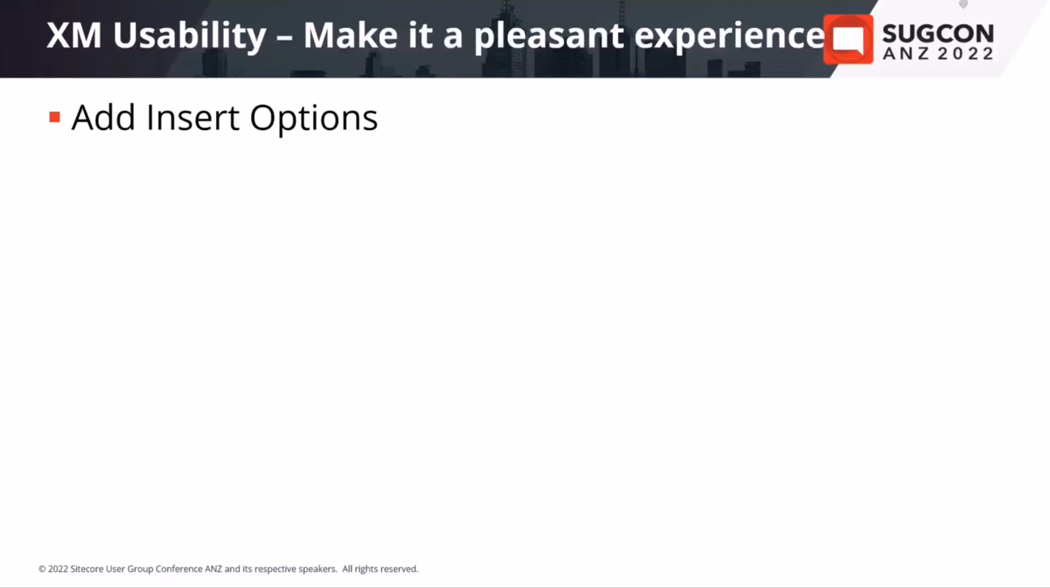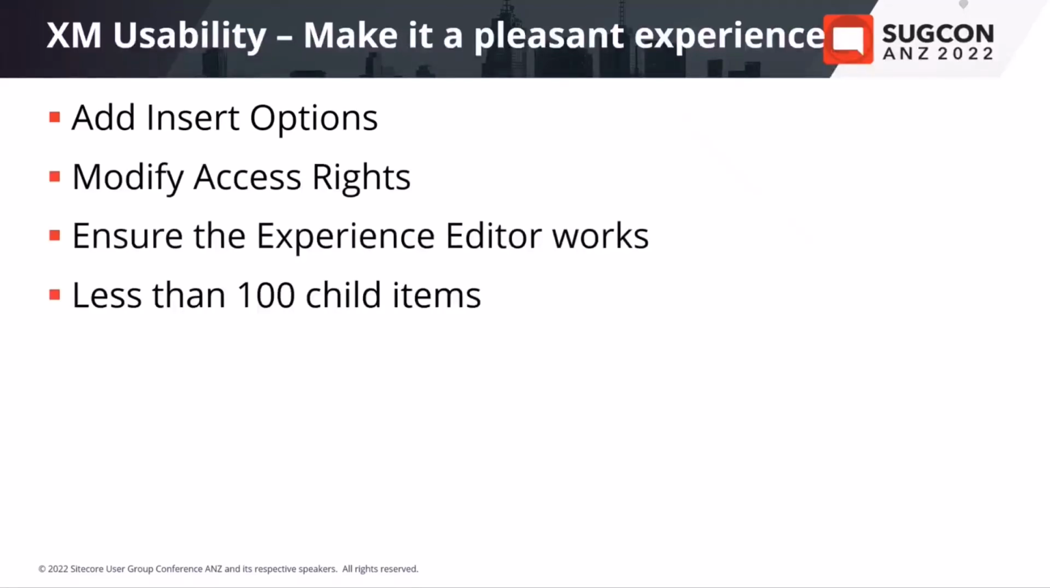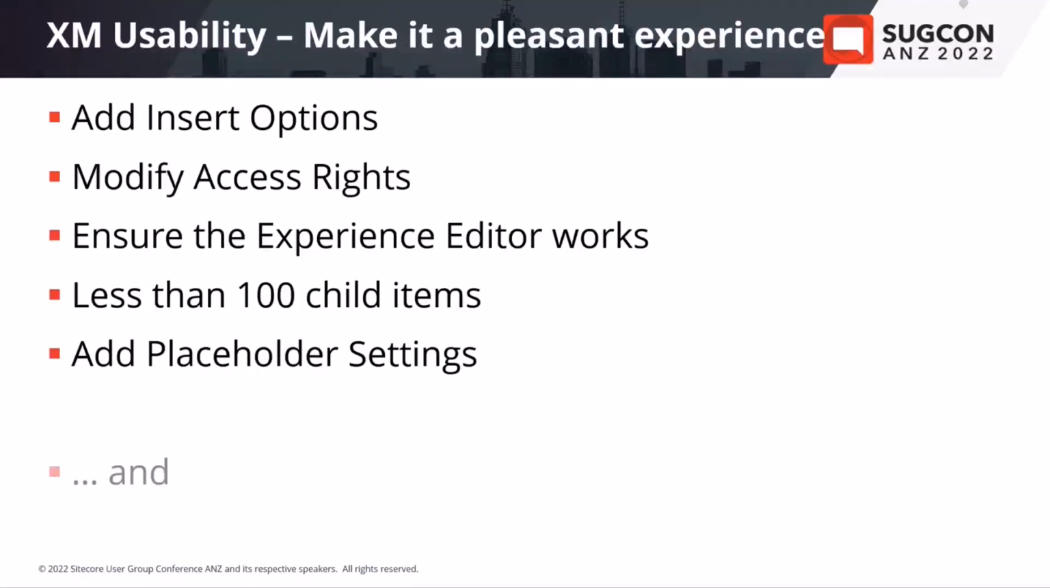Things like adding insert options, modifying access rights, ensuring the experience editor works, and, if any customizations are being done, that they are in the best interests of the content authors. Make sure there are fewer than 100 child items, and that we have processes in place to archive versions, to keep the whole experience editor and content editor performant. Things like adding placeholder settings as well.